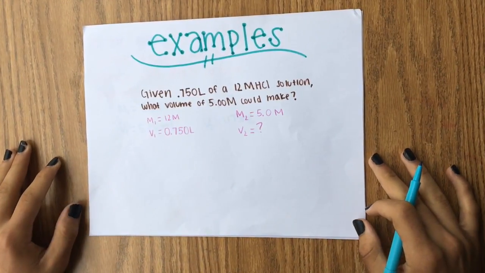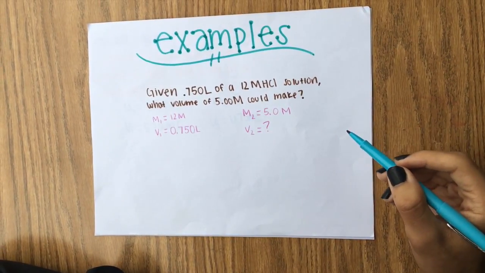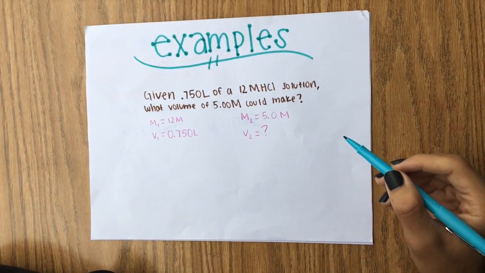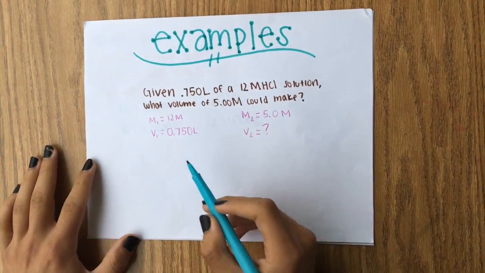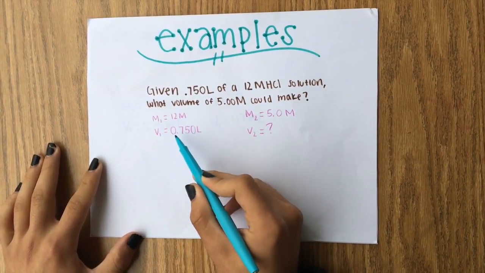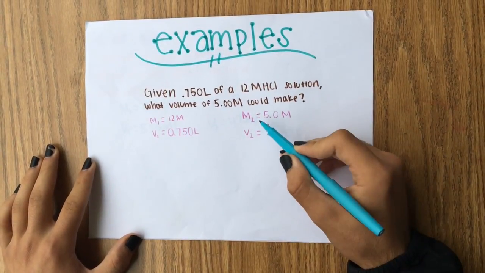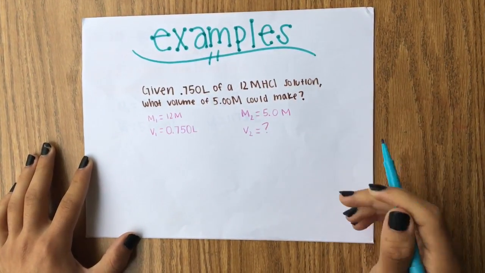Okay, now we're going to do an example. Given a 0.750 liter of a 12 moles HCl solution, what volume of a 5 mole could you make? So, for M1, it's 12 moles. For V1, it's 0.750 liters. M2 is 5 moles. And we're trying to find V2.